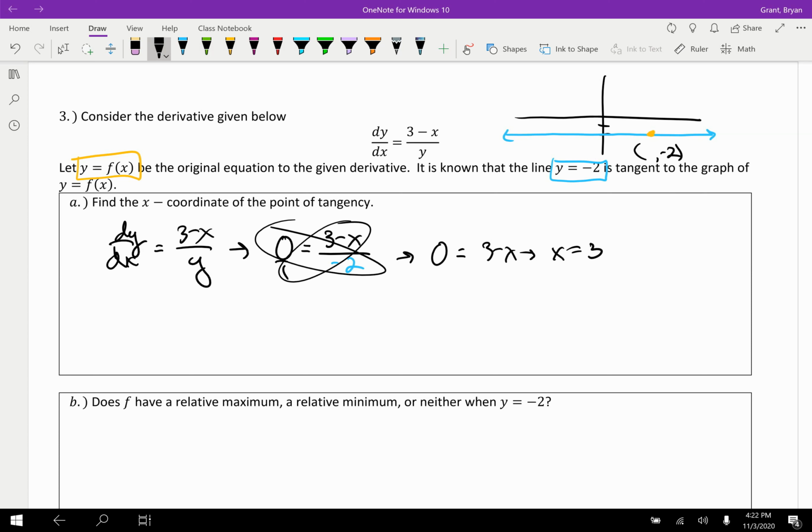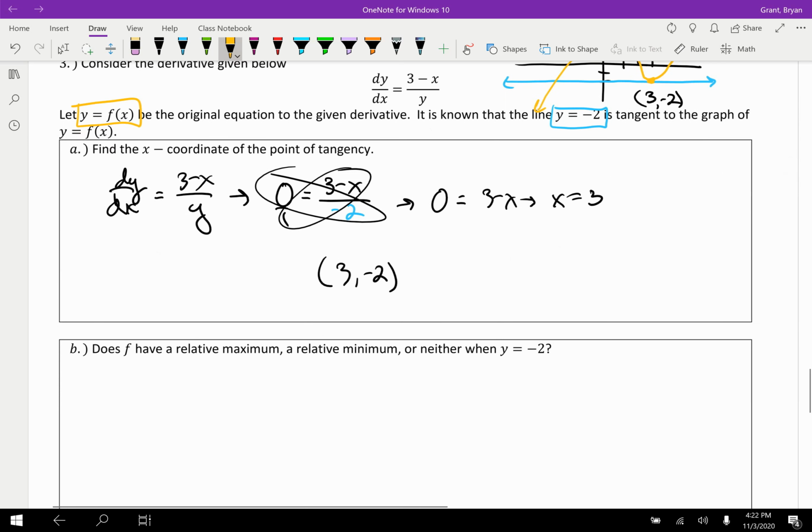So therefore, we know at the point (3, -2) on this original graph, and actually I drew this pretty well, there is a point of tangency. So who knows what the graph does? Maybe it looks something like this, but there is that point of tangency. Does f have a relative max, min, or neither?